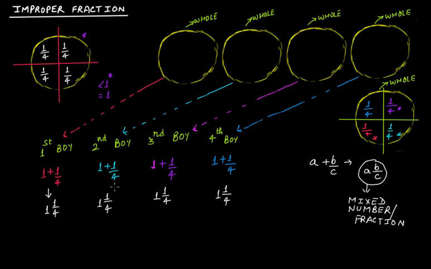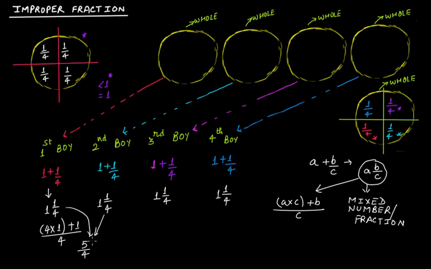And to solve them, if this is a mixed fraction, you will solve it in this way: a times c plus b, divided by c. So this will be 4 times 1 plus 1, divided by 4, and therefore you will get 5 by 4. So in every case you will get 5 by 4. That is, each boy will be having 5 by 4 pizza.